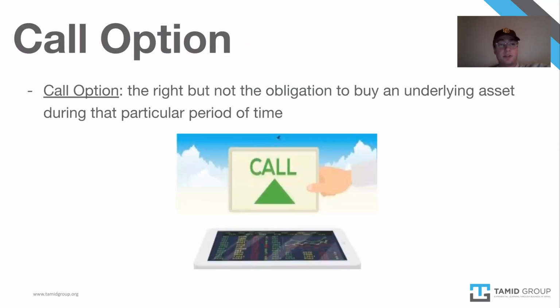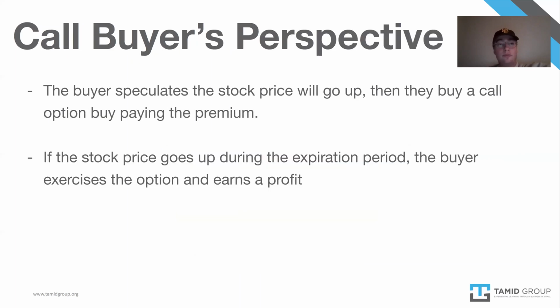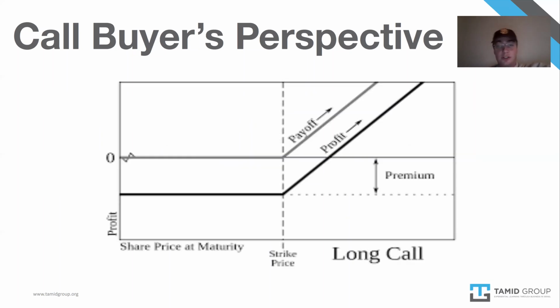So, the types of options. The first option is a call option. That's the right, but not the obligation, to buy an underlying asset during a particular period of time. You buy a call option when you speculate that the stock price will go up, and you pay the premium. If the stock price does go up during the expiration period, the buyer will exercise the option in an American option and earn a substantial profit. Here's a graph that explains the payoff from the premium once it hits the strike price. It goes up exponentially over time.